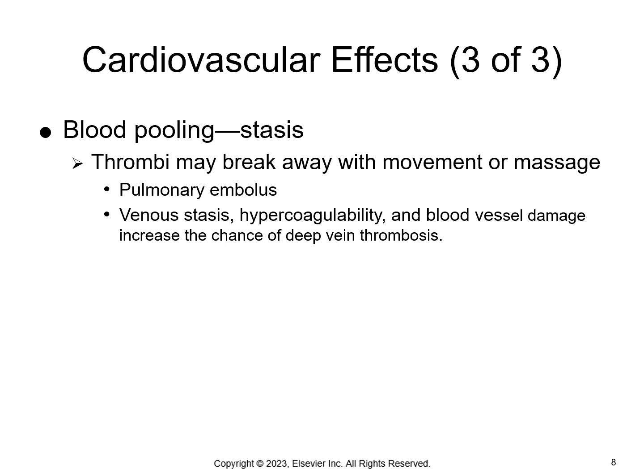Again, the blood pools, we call that stasis. The thrombi can break away with movement or massage. This is why we don't massage an area that's red, hot, swollen, especially in the calf, leading to a pulmonary embolus. Again, that can also go to the brain and cause a stroke, or the heart and cause a heart attack. Venous stasis, hypercoagulability, and blood vessel damage increase the chance of that deep vein thrombosis, or Virchow's triad.